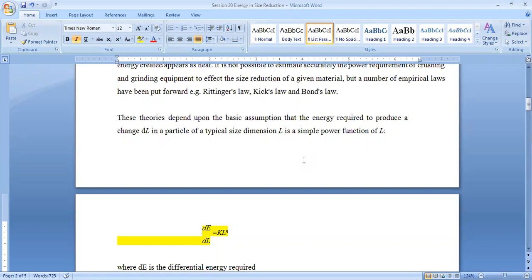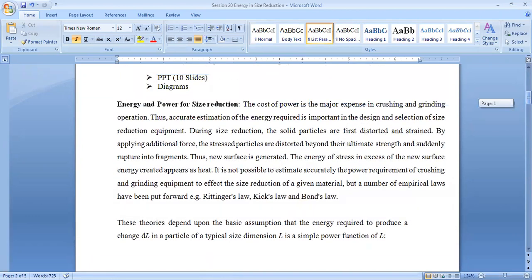Power consumption is a very important aspect of size reduction. So how does size reduction take place? We apply forces on the solid particles. As I discussed in my previous lecture, that may be any type of force. The solid particles are distorted and strained, and by applying a little additional force, the stressed particles are distorted beyond their ultimate strength. What happens? They break, and new surface is generated.